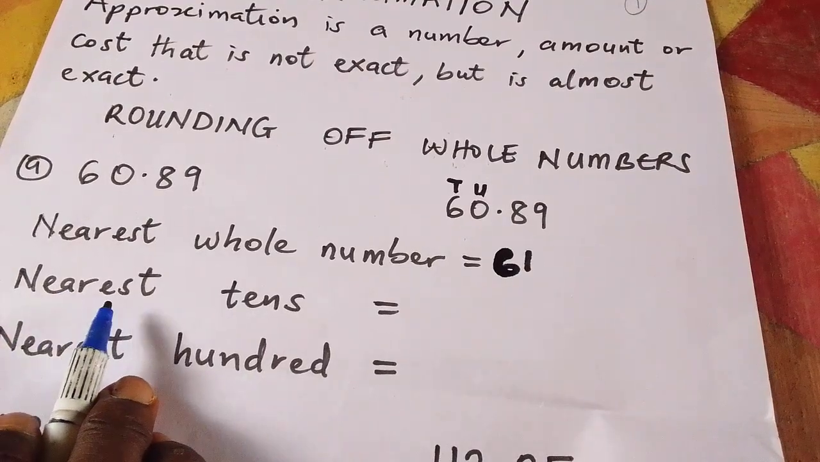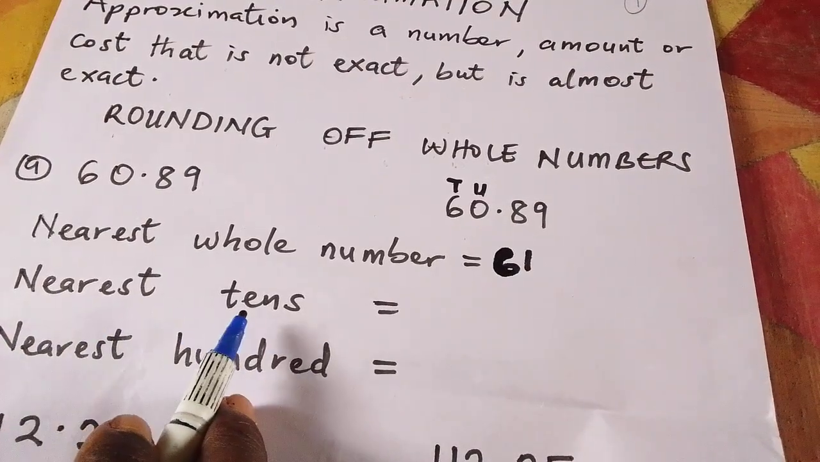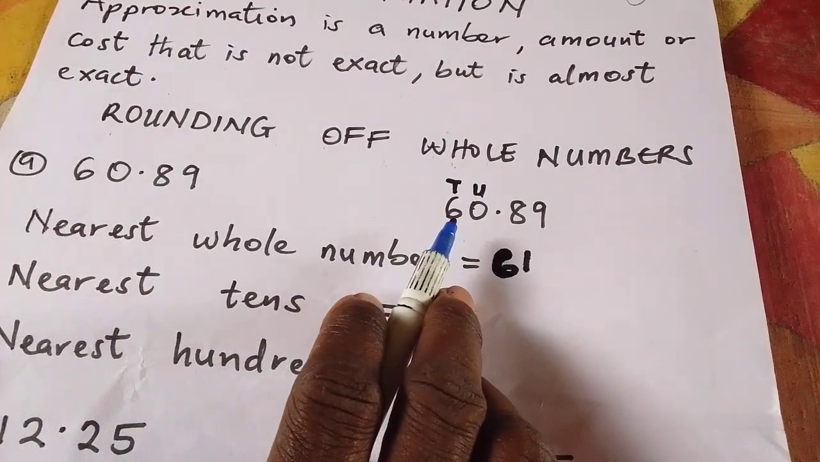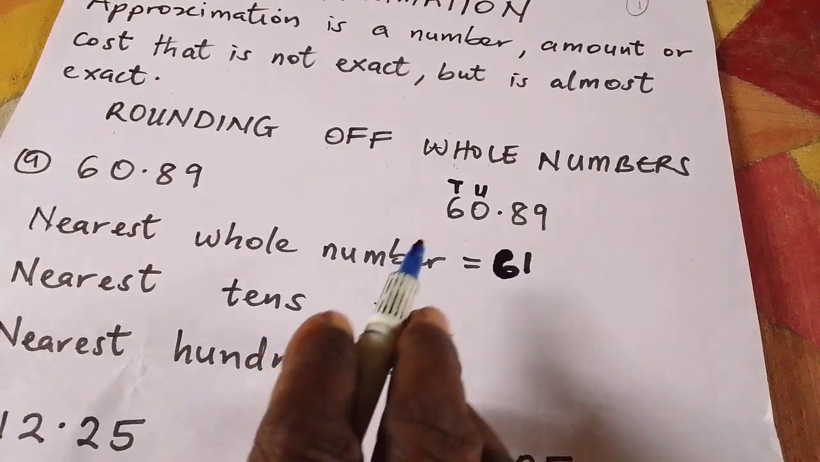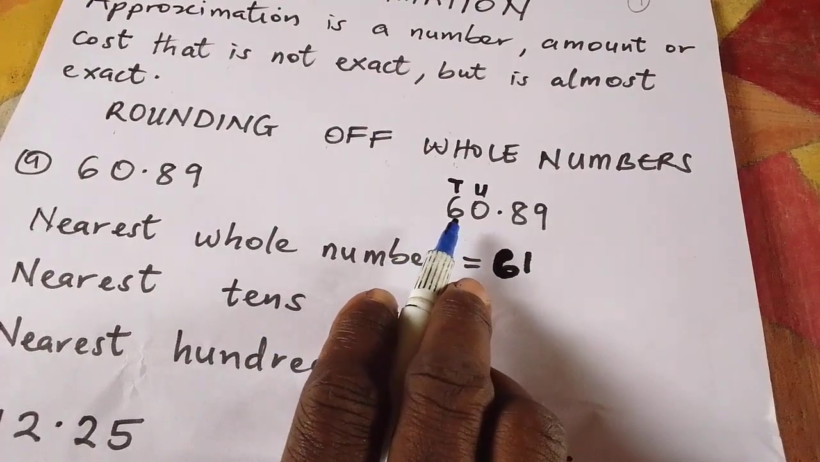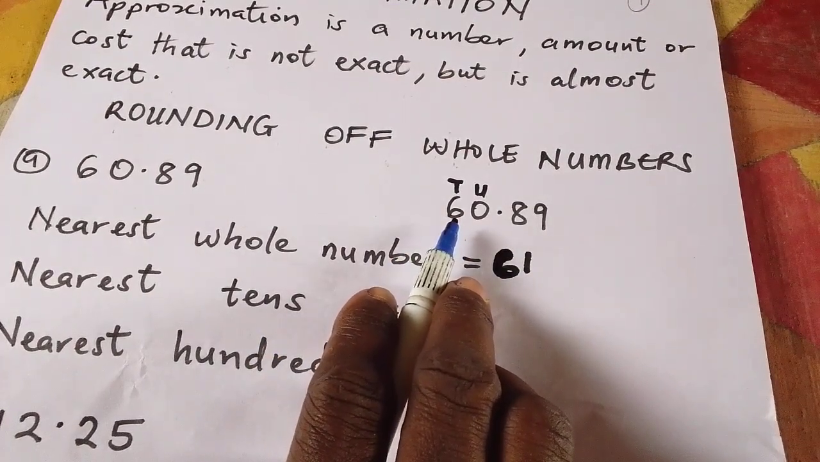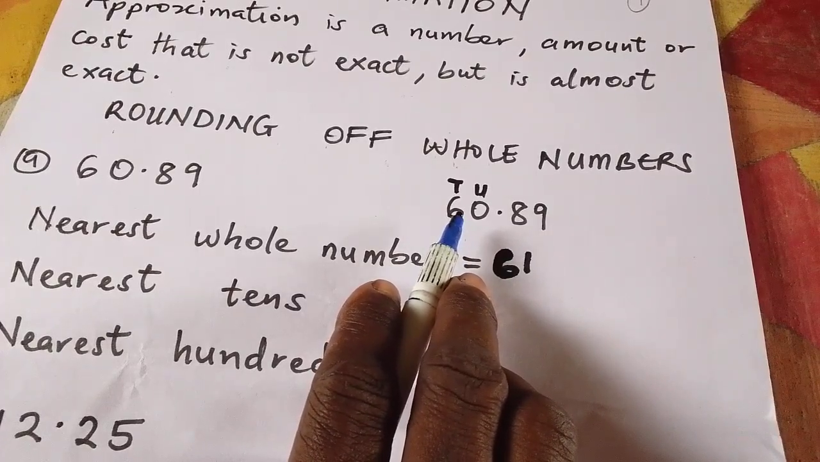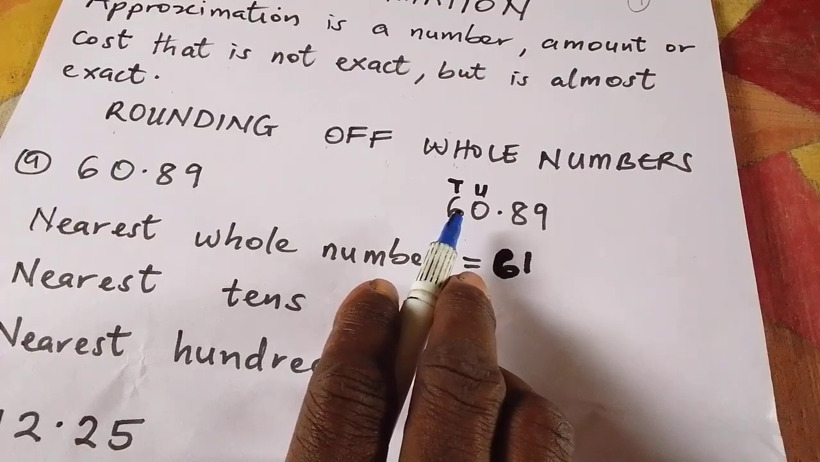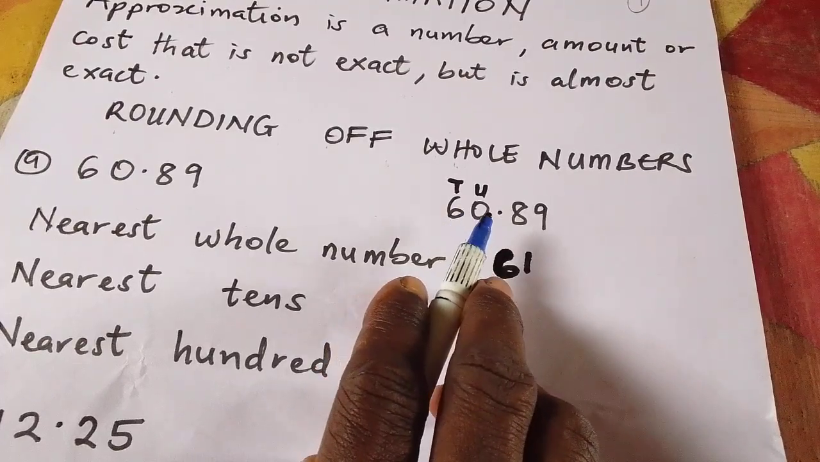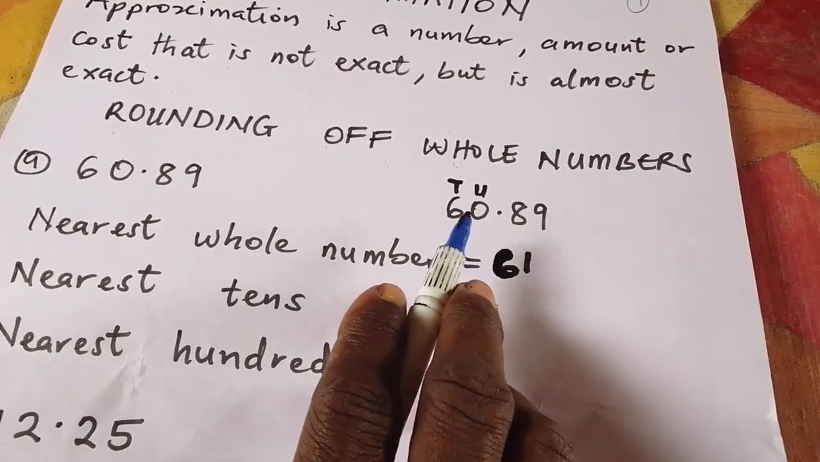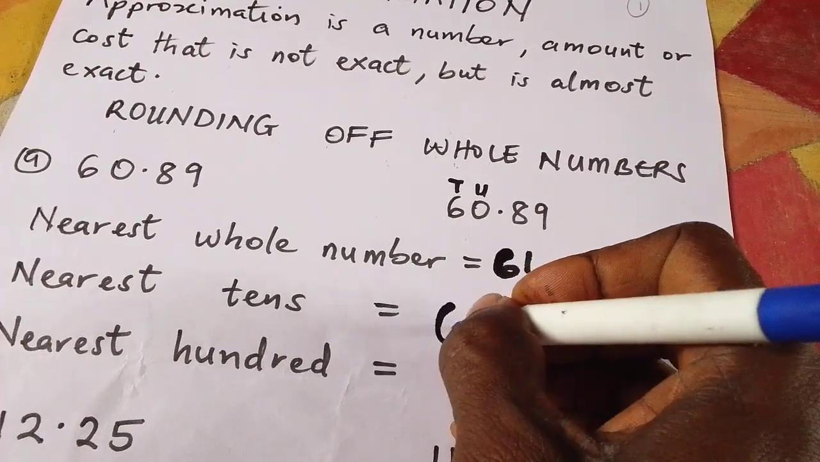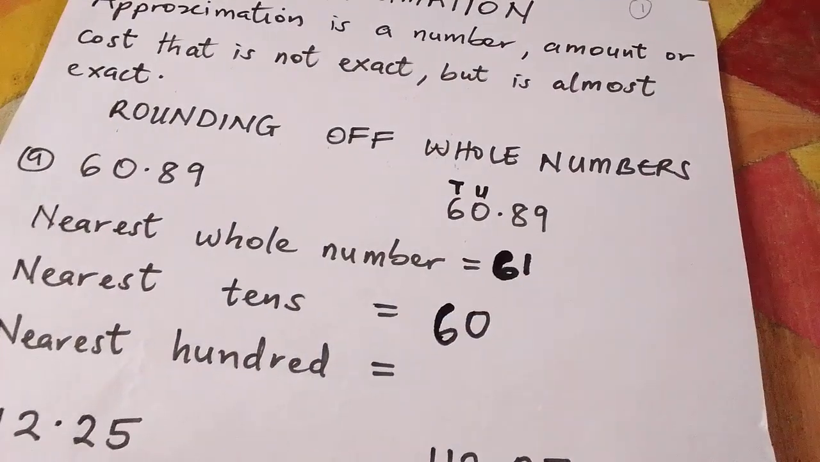Now, the next one, if you are to do it to the nearest tens. If you look at this, 6 is under the tens. The next number after 6 is 0. It's not up to 5. Since we are dealing with a whole number, the other number will turn to 0. Already this is 0. So to the nearest 10, this will be 60.